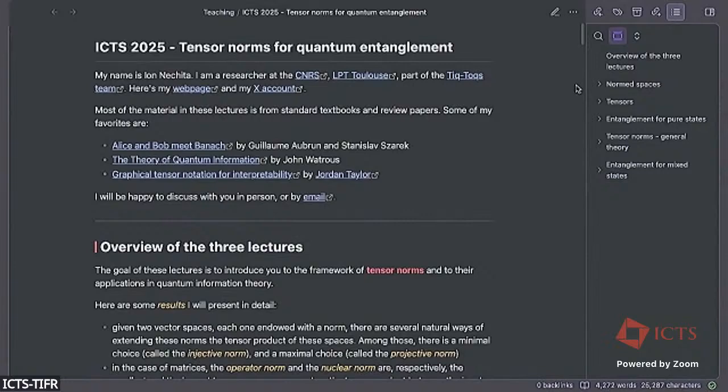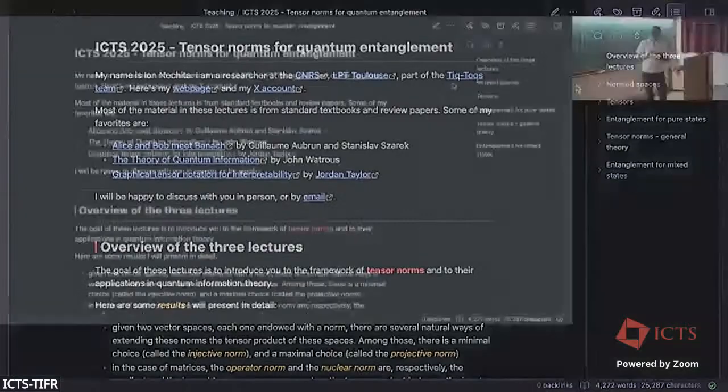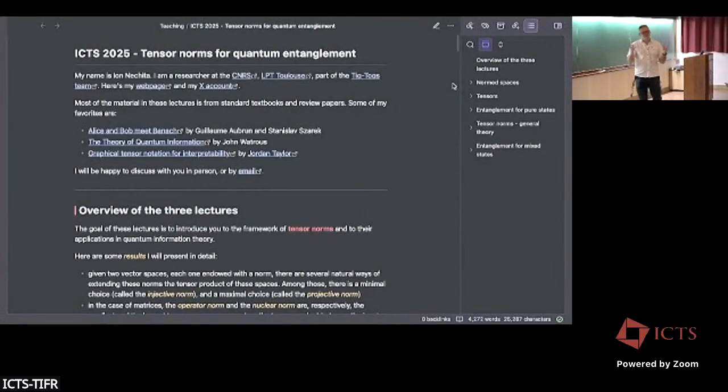There is also a blog post by Jordan Taylor, which explains a bit about tensors and graphical notation for tensors and some machine learning applications of this graphical notation, which I like a lot. Good. So again, please feel free to stop me whenever you want and come after and talk to me if you have any questions. Let me tell you a bit about my plan for these lectures.